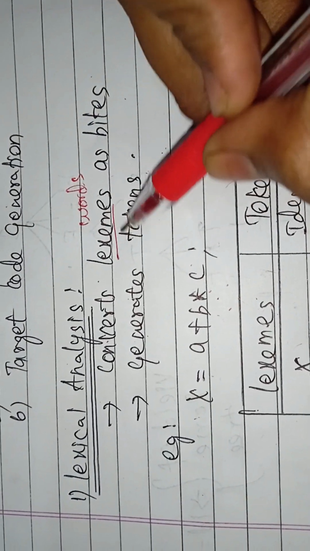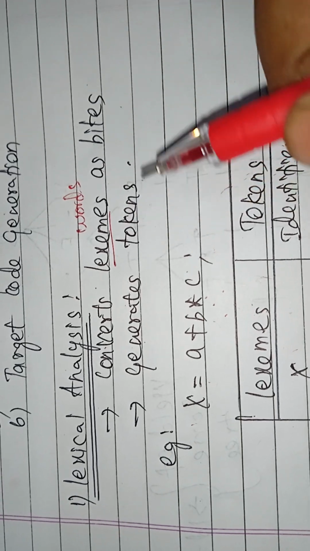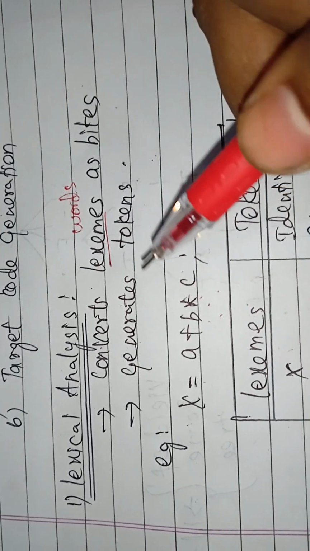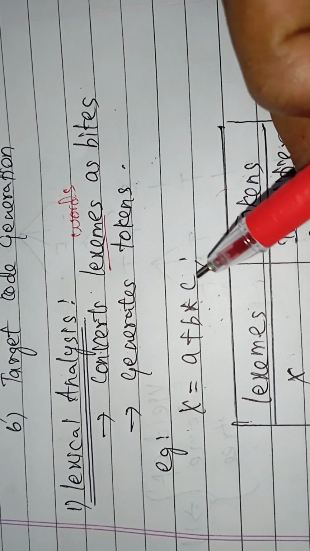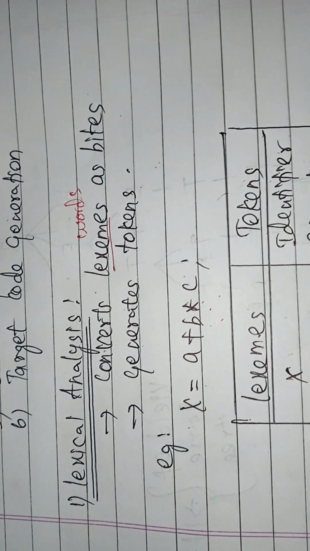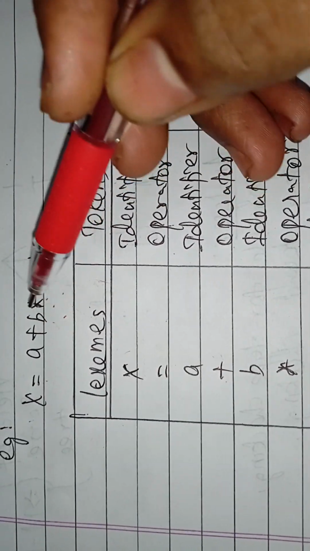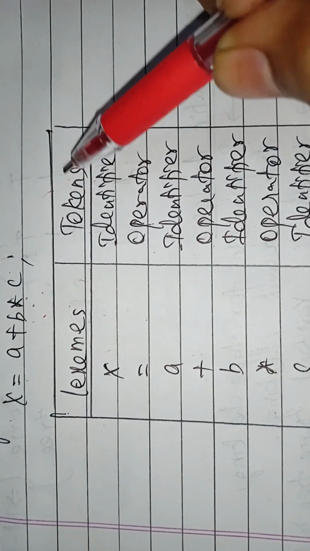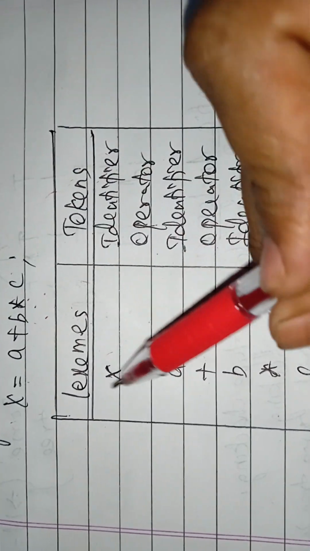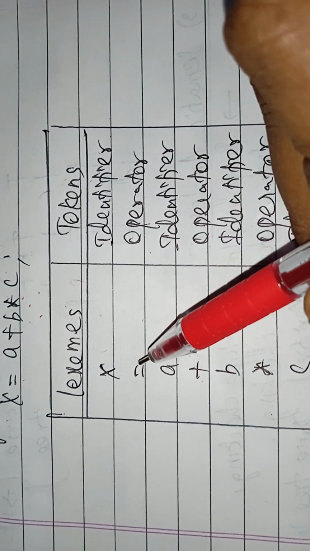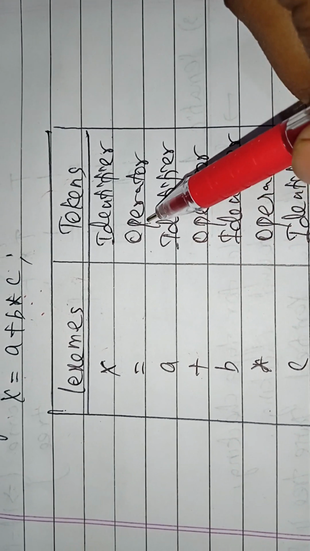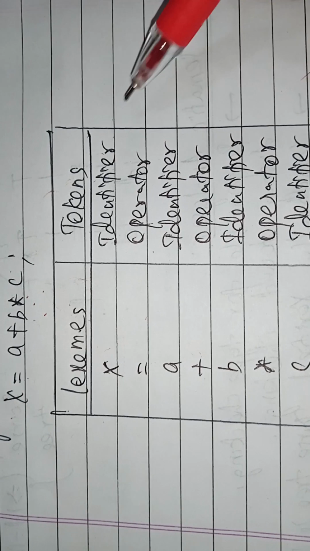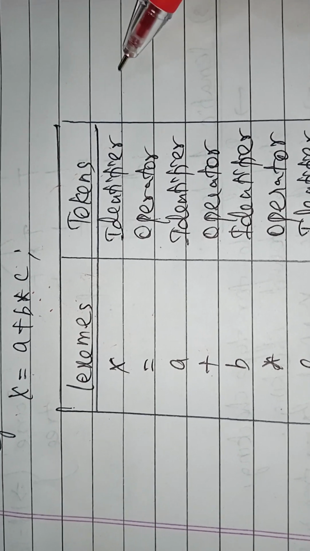What are lexemes? Lexemes are similar to words but with a small difference. Words individually have their own meaning, whereas a group of lexemes entirely conveys the meaning. I have written this high level expression in this format. Tokens are nothing but the meaning of the lexemes. So X is nothing but an identifier. The equal to is nothing but an operator. The identifier is nothing but a combination of variables and constants.